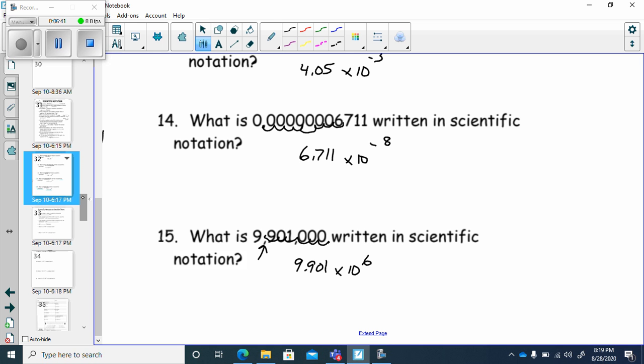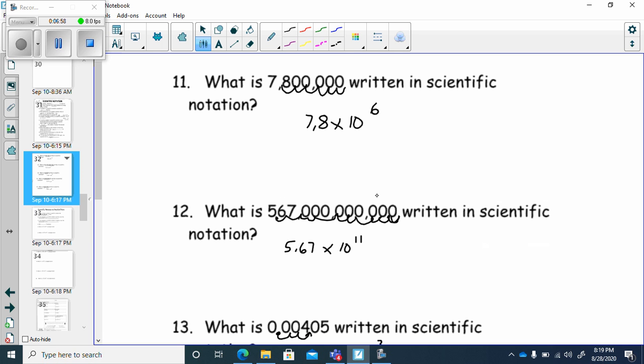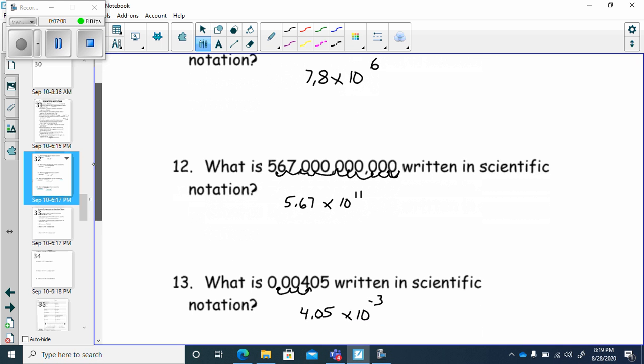Okay? Now, let's look at some of these. You can change a number in scientific notation into standard form. Okay? We did that just a minute ago. Let me show you the difference between standard form and scientific notation. This would be standard form. It's what you're used to seeing written. This is scientific notation. Down here, this is standard form. What we wrote was scientific notation.